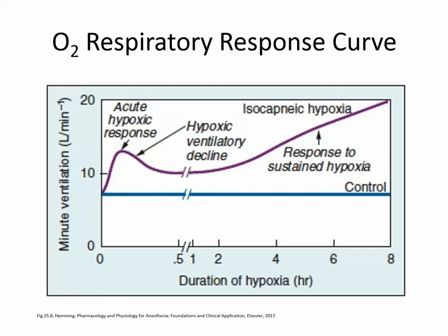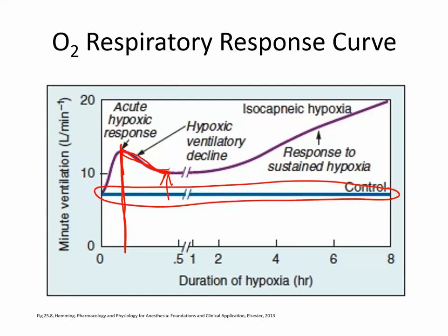This graph shows the oxygen respiratory response curve. You'll notice that the minute ventilation increases initially for about 10 minutes after the onset of hypoxemia. But then there's a gradual decrease that lasts for about 20 to 30 minutes more. It's still above baseline, since this is the baseline value, but it's less than it was earlier. After that period, there's a gradual increase in ventilation for at least 8 hours.